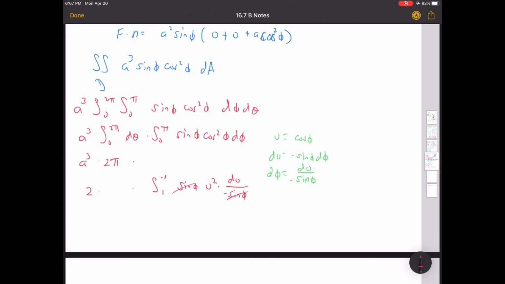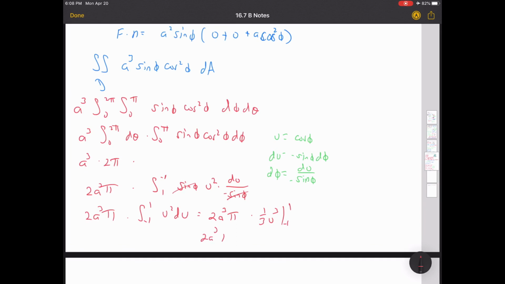So over here we have 2a cubed pi. Don't lose that. 2a cubed pi times the integral from negative 1 to 1 of u squared du. Okay, and the bounds flip because of the negative sign attached to the negative sine phi in the denominator. So let's go ahead and finish this off. We get 2a cubed pi times 1/3 u cubed from negative 1 to 1.